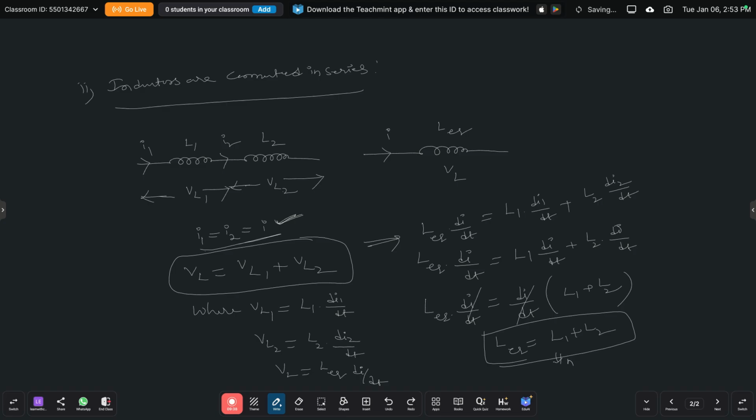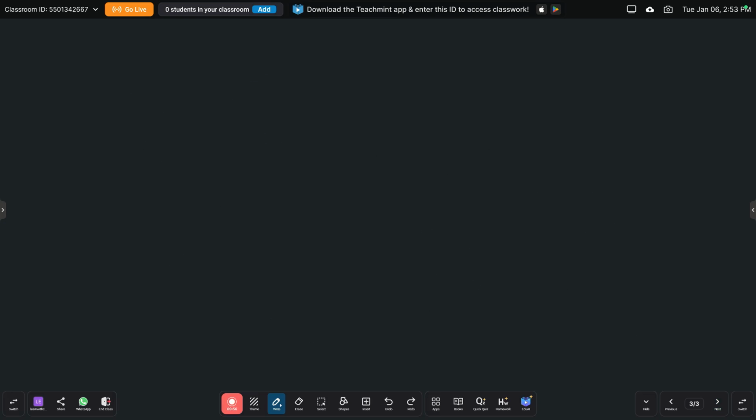So here also, suppose n number of inductors are connected in series, then L equivalent is equal to L1 plus L2 plus so on up to Ln. So this is the formula to find the equivalent inductance when inductors are connected in series. And the next one is capacitors connected in series.